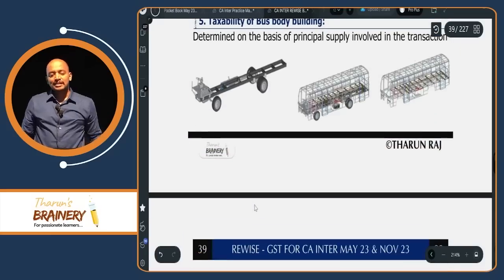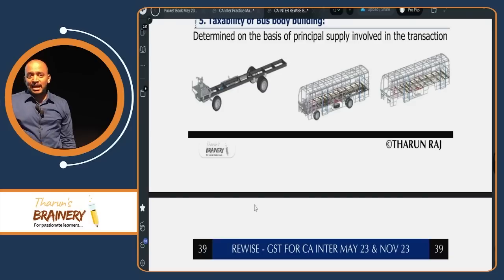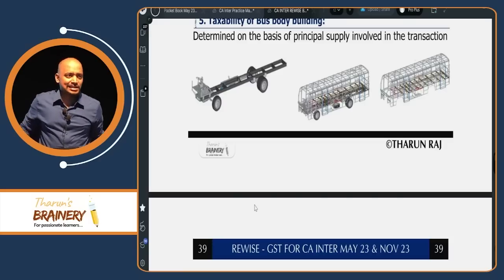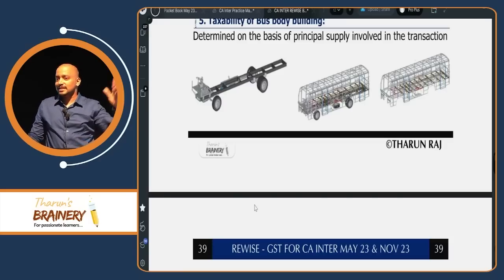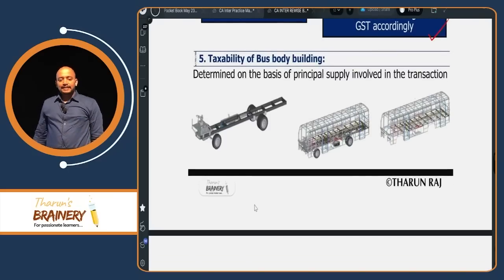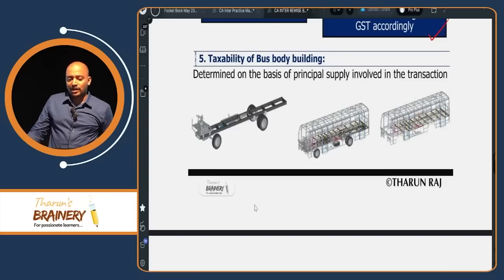So can you tell me the taxability of interest? Come on. In case of a del credere agent, if the invoice is raised by the del credere agent to the buyer, then the interest is taxable. Super. If the invoice is not raised by the del credere agent, the interest is exempted. Then look into the next circular. Taxability of bus body building is determined on the basis of the principal supply involved in the transaction.